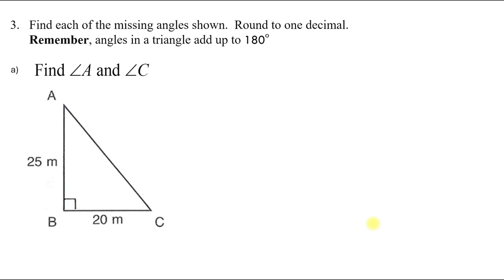Question 3, find each of the missing angles shown. Round to 1 decimal. Remember, angles in a triangle add up to 180 degrees. So we're being asked in this question to find both angle A and angle C. But because a triangle adds up to 180 degrees, and we already know that one of the angles is 90 degrees, we only have to find one of these angles and then subtract from 180.